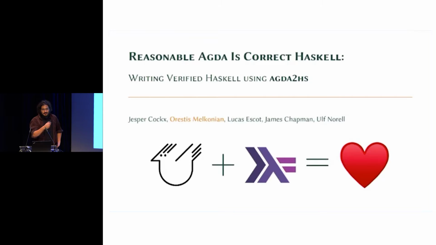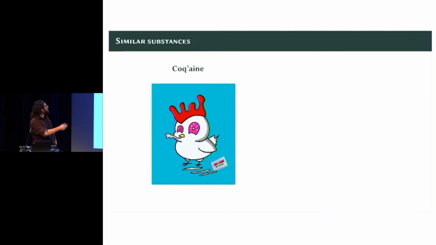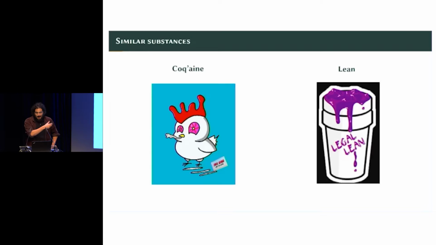And in the world of proof assistants, these substances abound, like Coq and Lean, but I will focus on my own part of the world here.